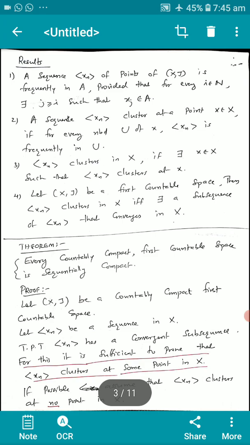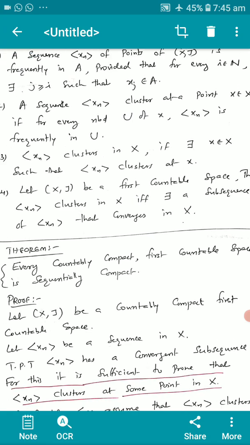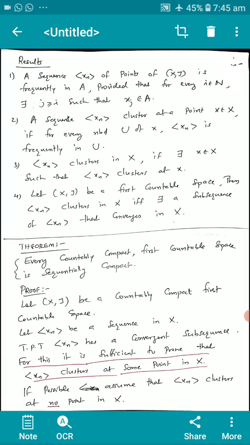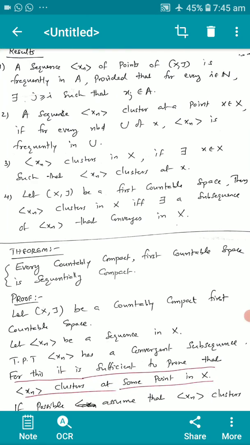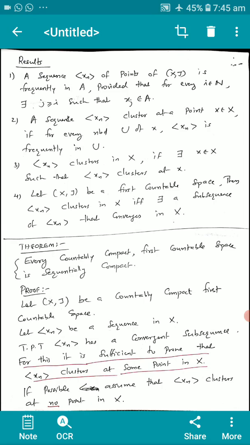Some results we are discussing. First one: a sequence x_n of points of X is frequently in A, provided that for every i in N there exists j greater than or equal to i such that x_j is in A. This definition was already studied, and we are only recalling it.